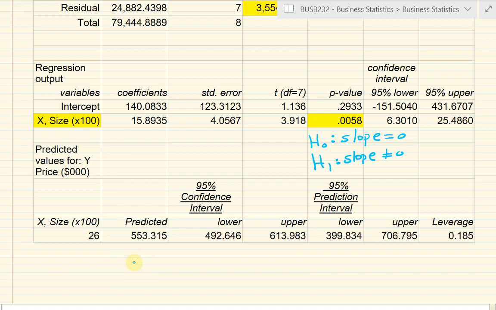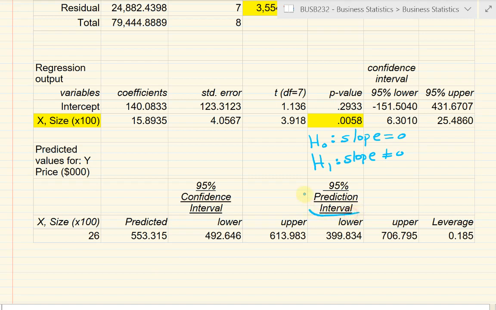And this is interesting, 95% lower confidence interval, 95% upper confidence interval. So what we're saying here is the average predicted value for the 2,600 square foot home is anywhere between $492.6 and $614,000. Okay, that's what these numbers tell us. Our predicted value is, on average, somewhere between these two, 493,000 to 614,000.